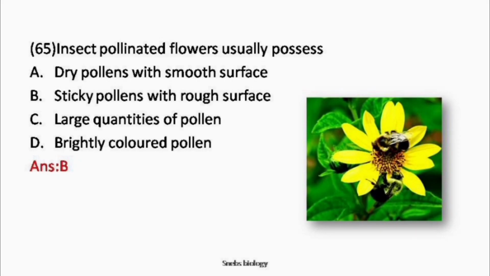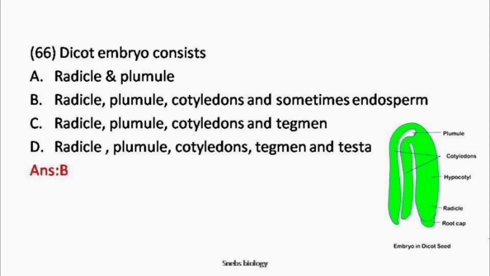Next, insect pollinated flowers usually possess option A dry pollen with smooth surface, option B sticky pollens with a rough surface, option C large quantities of pollen, and option D brightly colored pollen. So the correct answer is option B, sticky pollens with rough surface, because that allows them to stick to insects easily.